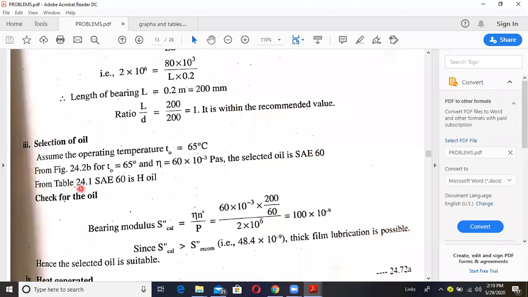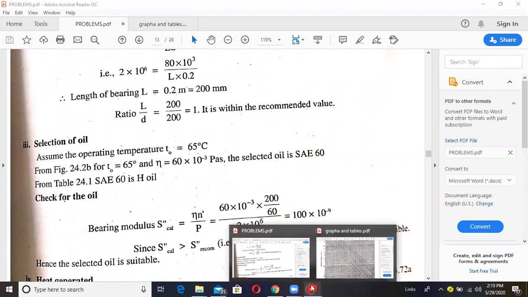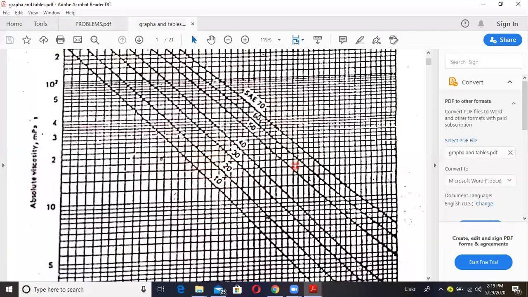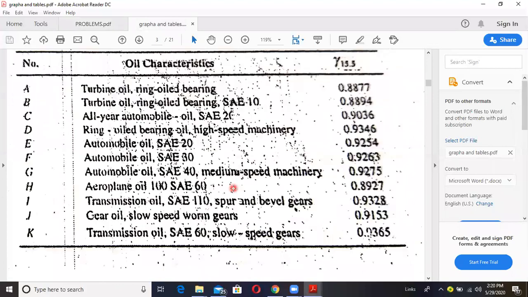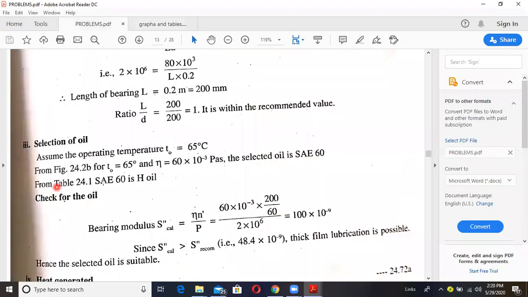Now from the table 24.1, next we have to see the table number 24.1. Here we are having table number 24.1. Now see, for SAE 60, we are having number is equal to H. This SAE type of 60 is used for aeroplane oils. So the number is equal to H. So we will get the SAE 60 is H oil.